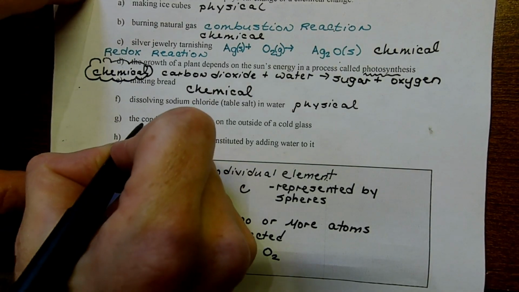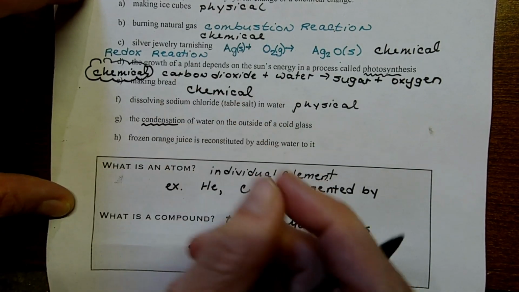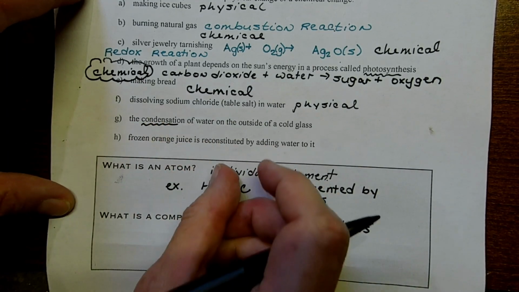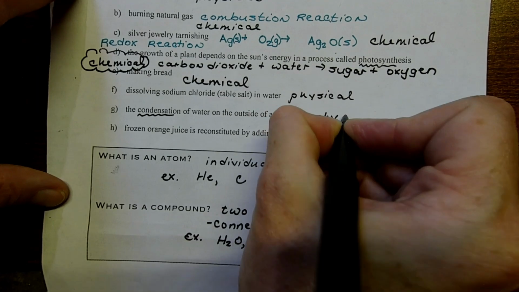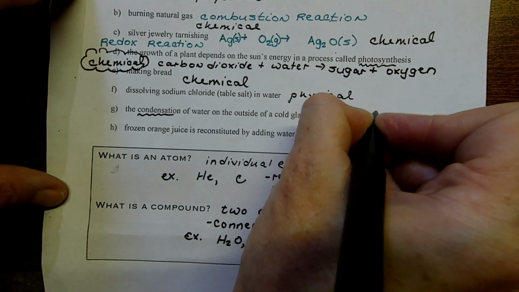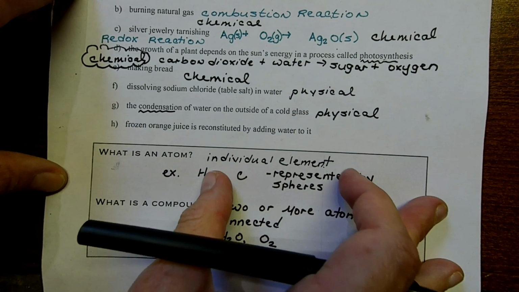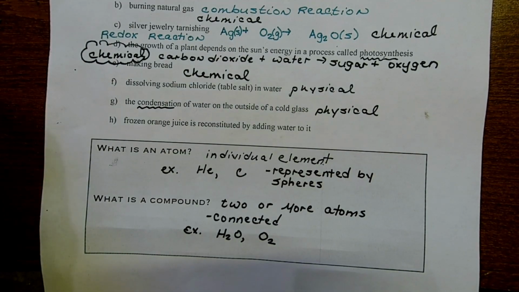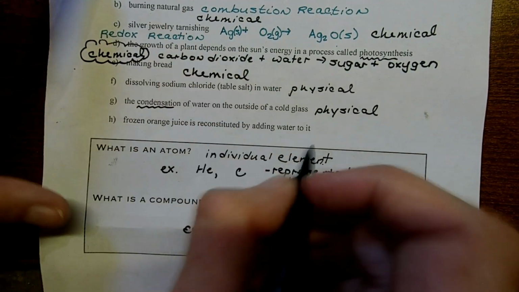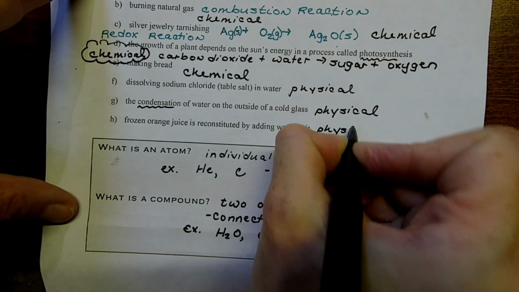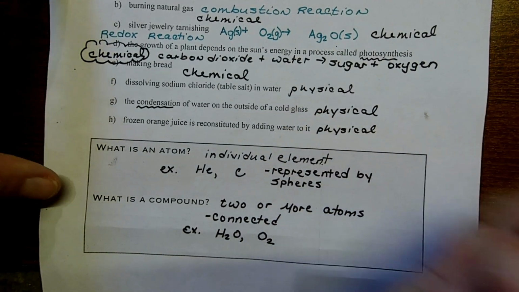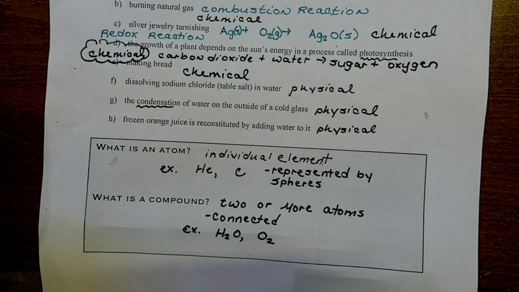Condensation of water, well, that's just a phase change. You're taking water vapor and it's forming those little droplets. So we know that all phase changes, without a doubt, are going to be physical. And then same thing with the orange juice, right? It's going to be physical because even though I'm adding water, I'm not changing anything about the orange juice. I'm not breaking the bonds, just mixing it up with something else.